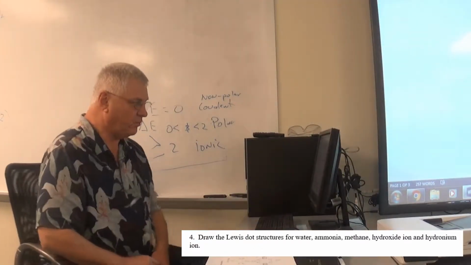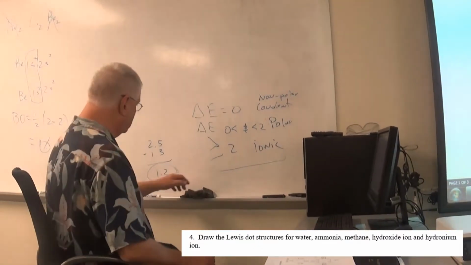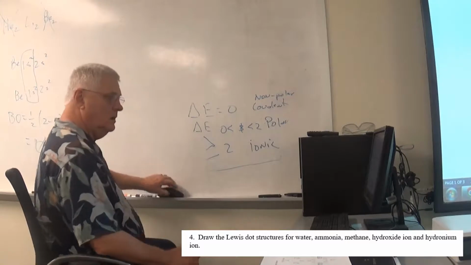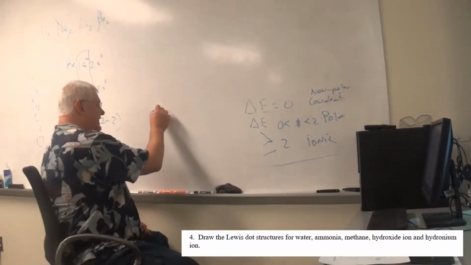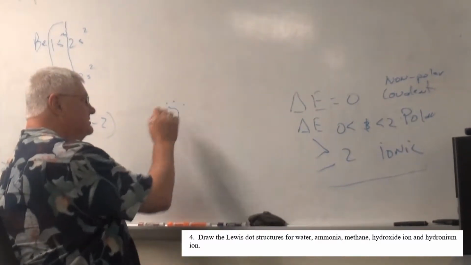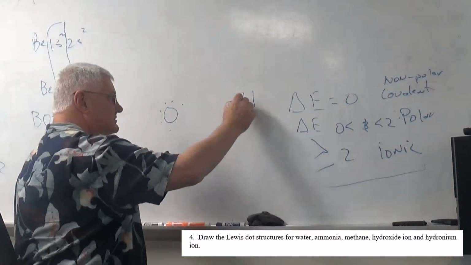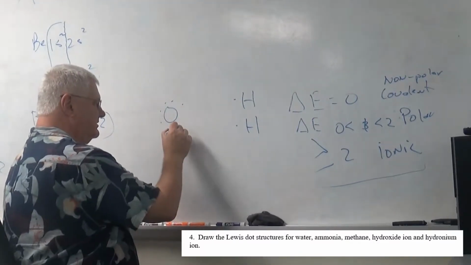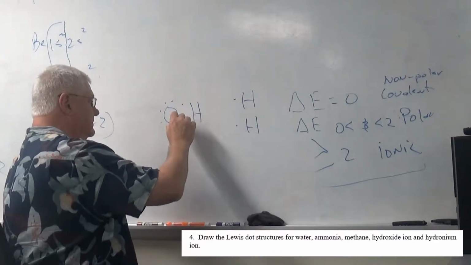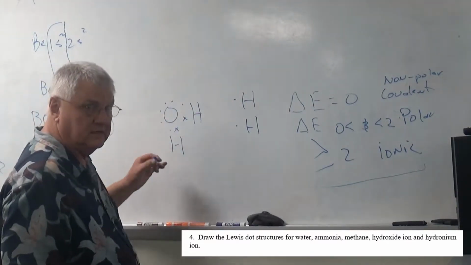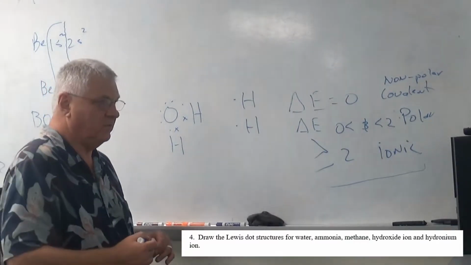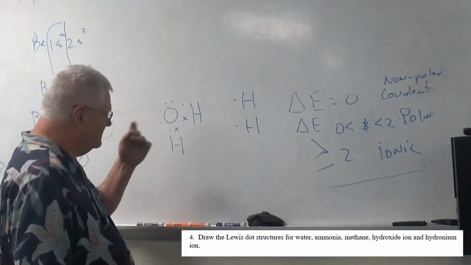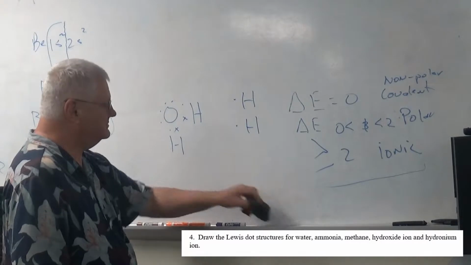Draw the Lewis dot structures for water, ammonia, methane, hydroxide ion, and hydronium. Okay, well, water, of course, you have oxygen, which has 6 valence electrons, and you have 2 hydrogens that each have 1. So I'll just put a hydrogen here with its electron. I'll use an X for hydrogen's electron. And 1 here. Now the oxygen has an octet, doesn't it? The Lewis dot structure of a water molecule.